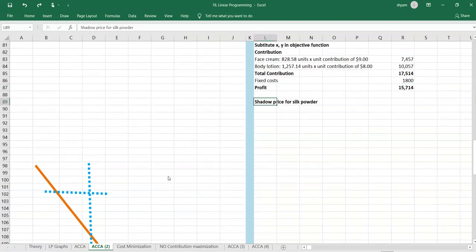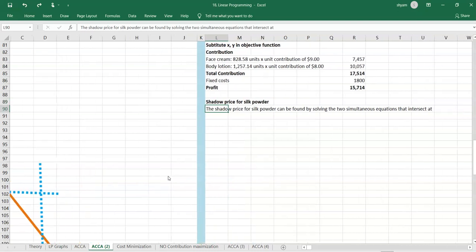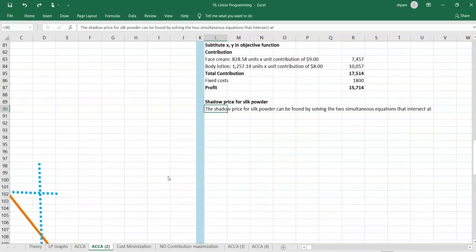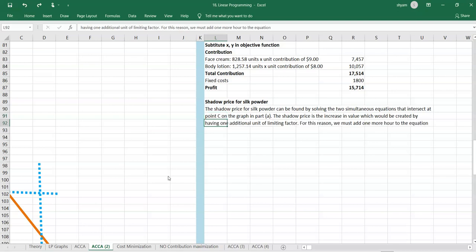As he's asking for the shadow price, first we'll find it out. The shadow price for silk powder can be found by solving the two simultaneous equations that intersect at the optimal point C. The shadow price is the increase in contribution which would be created by having an additional unit of a limiting factor. There are two limiting factors: one is silk powder and the other one is skilled labor. We are only going to increase 1 gram of silk powder to find out the shadow price or additional contribution.